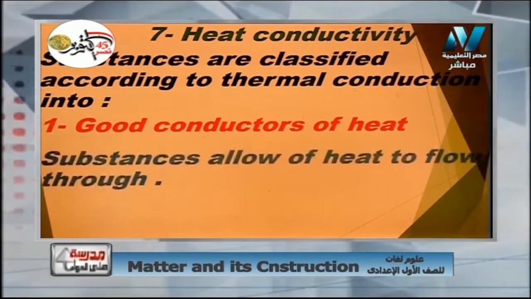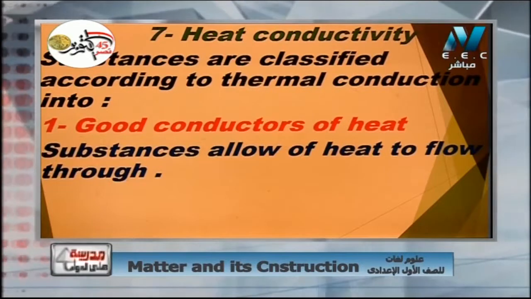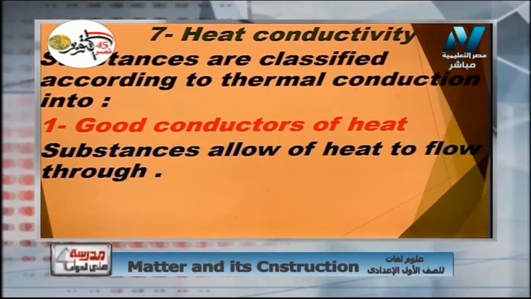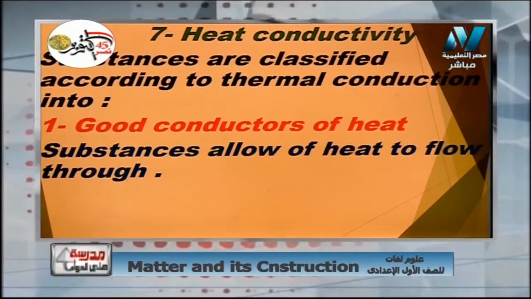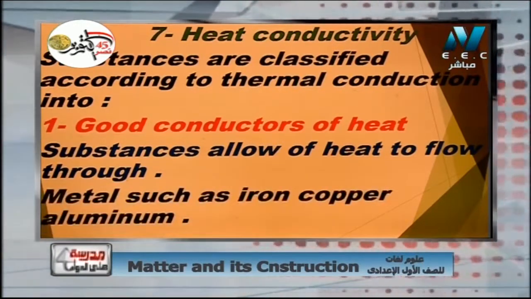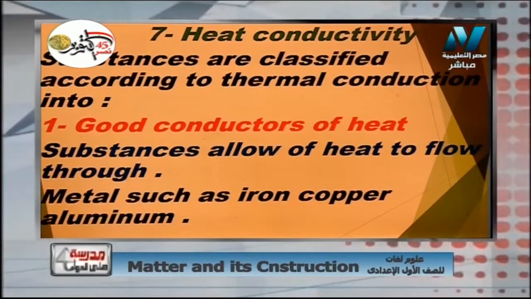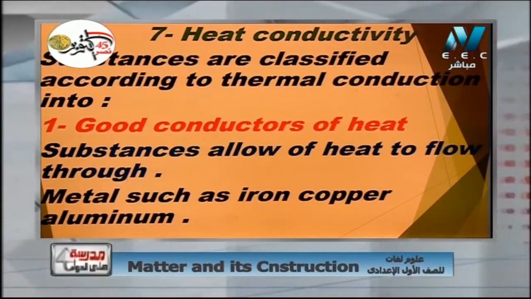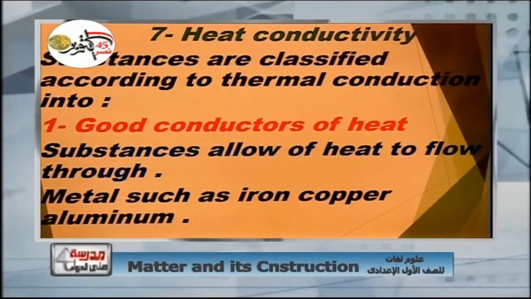Number 1, good conductors of heat. What is meant by good conductors of heat? They are substances that allow heat to flow through, such as metals like iron, copper, and aluminum. We studied in primary 4 that all metals are good conductors of heat and good conductors of electricity. So metals are good conductors of heat.